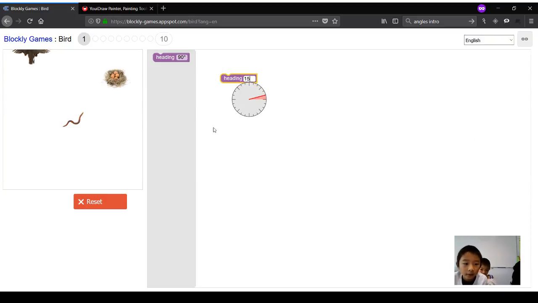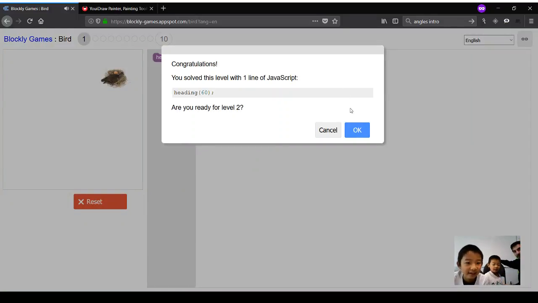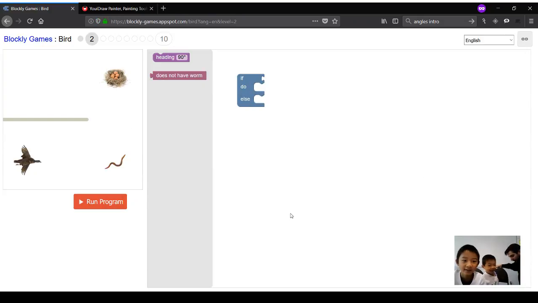Let's click reset to see where the bird starts. There. Yes. Good work. So by telling the bird to head 60 degrees, we were able to get it to its home. Take a seat here, Sam.